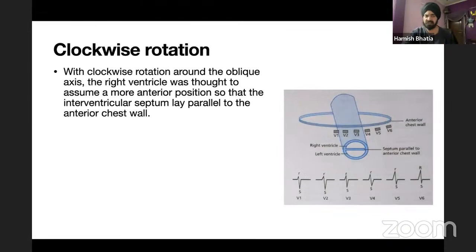Exactly opposite to this is clockwise rotation. Around the oblique axis, the RV was thought to assume a more anterior position so that the interventricular septum lay parallel to the anterior chest wall. So normally the interventricular septum is perpendicular to the anterior chest wall. If it is a clockwise rotation, now what is happening is the RV is assuming a more anterior position. Interventricular septum has become horizontal, parallel to the chest wall, right?